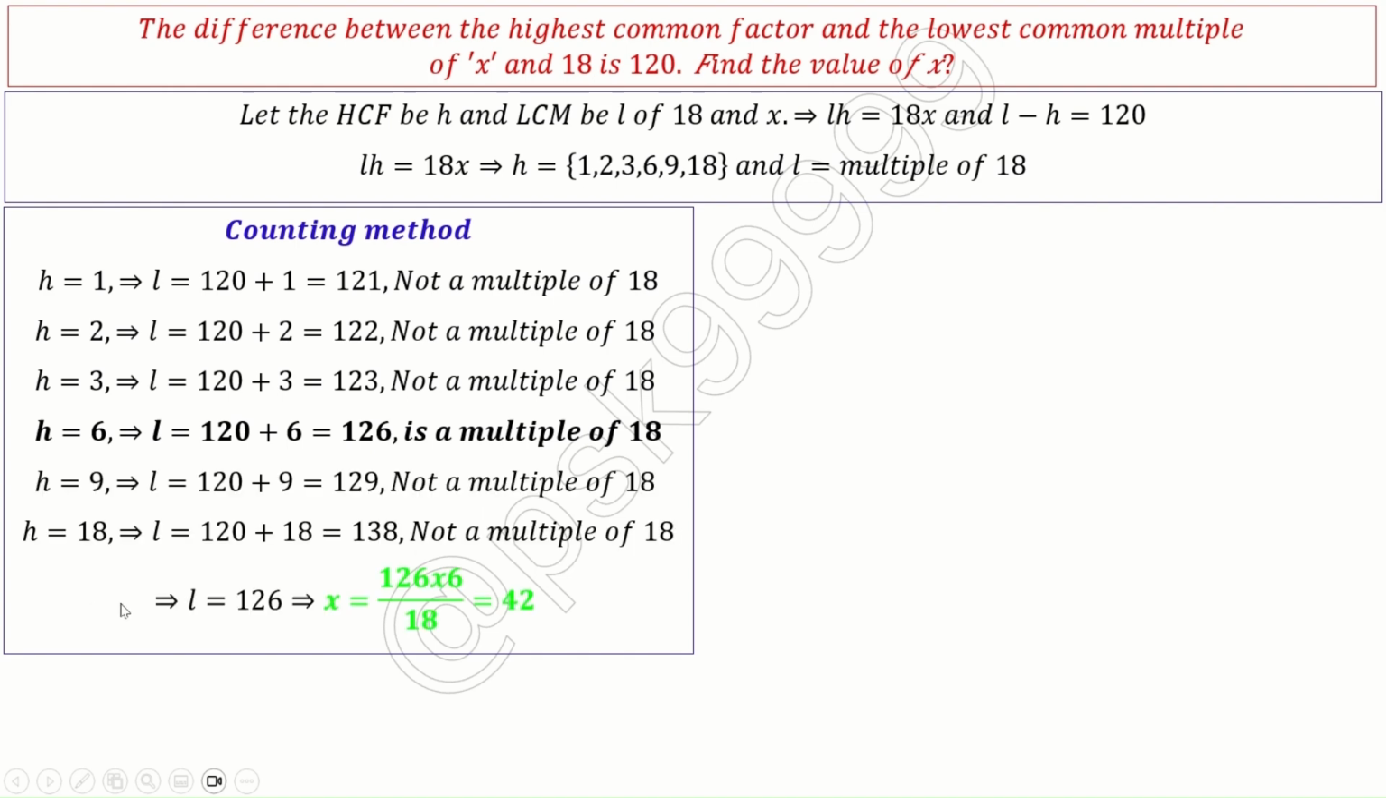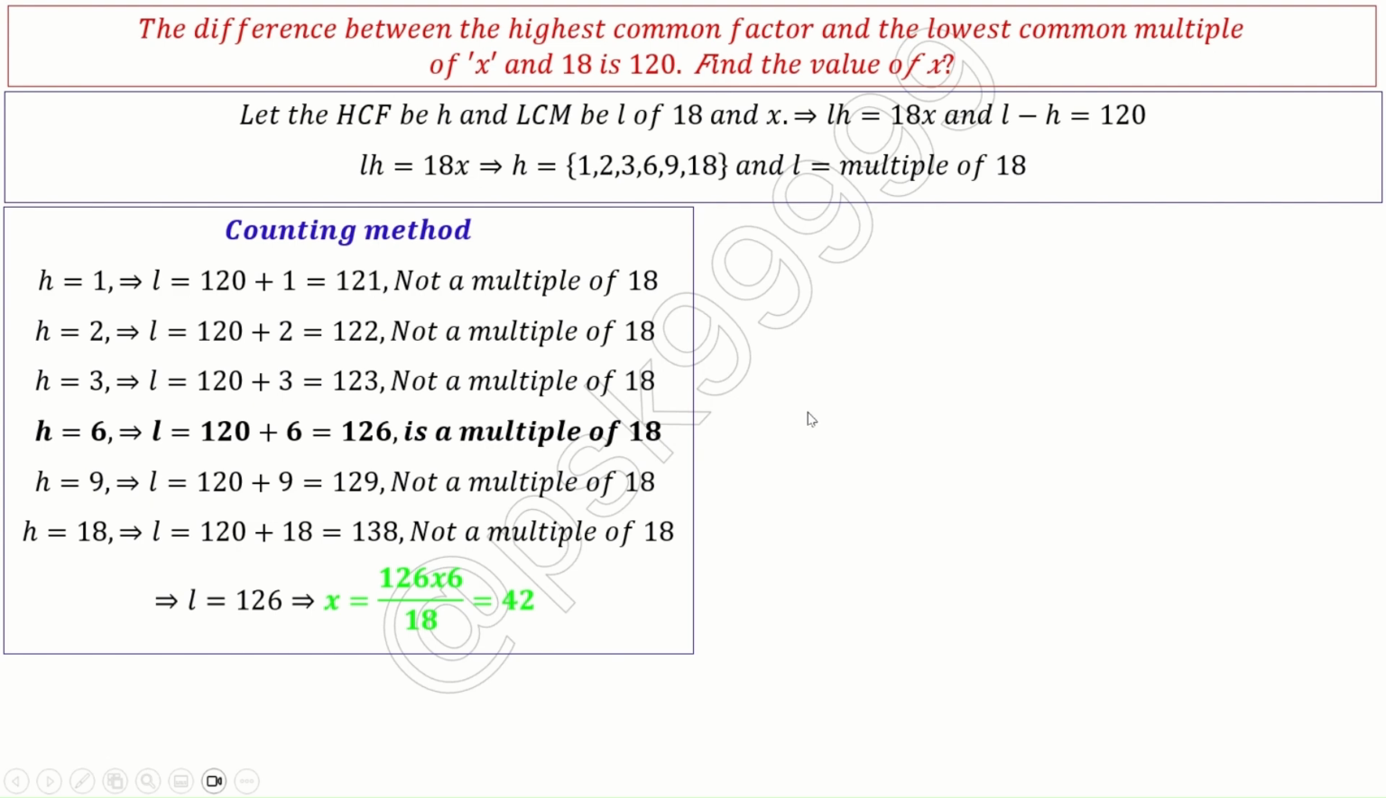9, 18 are not possible, which means L is equal to 126 and X is equal to 126 into 6 by 18, which is 42. This is the value of X, the other number. So this is the counting method. For this problem, we should choose the counting method because you have a very small set of factors to check, and you have only one answer. They never mentioned multiple answers. So I think you should stop here. This is easy.